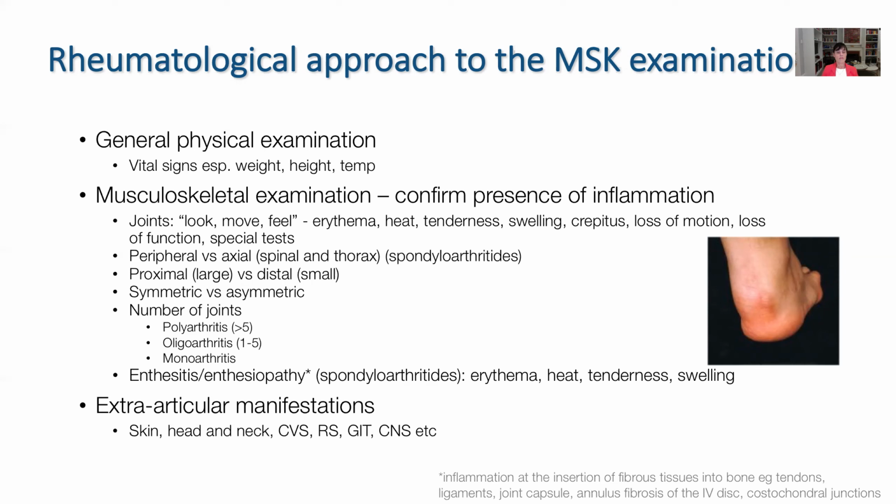This may then provide further evidence for some of the features you were seeking on history, such as peripheral versus axial distribution, proximal versus distal, symmetric versus asymmetric, the type of arthritis based on the number of joints and the involvement of the entheses. And then, of course, a full examination to seek extra-articular manifestations in other symptoms is crucial.